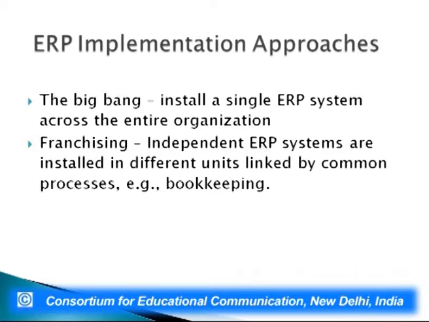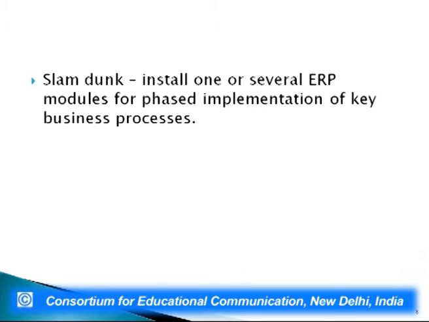Another approach is the franchisees system, where these systems are independent of the ERP system and can be installed in different units linked by common processes also. So, that is the way ERP systems are going to be implemented. Slam dunk is also there: install one or several ERP modules for phased implementation of the key business processes. So, different kinds of implementation systems are there, and an ERP system can be easily implemented.